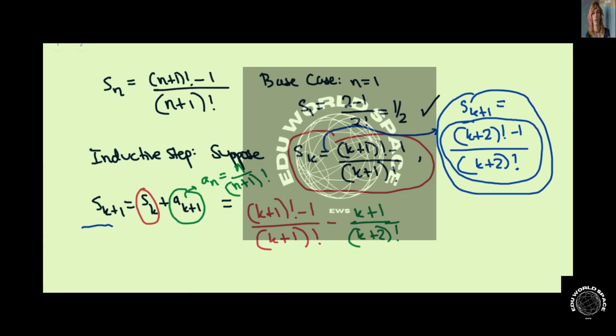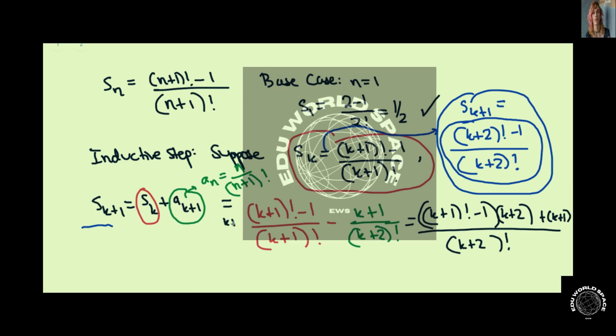So we're almost there. We have a few steps left. Let's just combine these fractions. Yep. K plus 1 factorial minus 1. And then there's k plus 2. And then plus k plus 1, all over k plus 2 factorial. So all I did here was multiply top and bottom of the red by k plus 2.